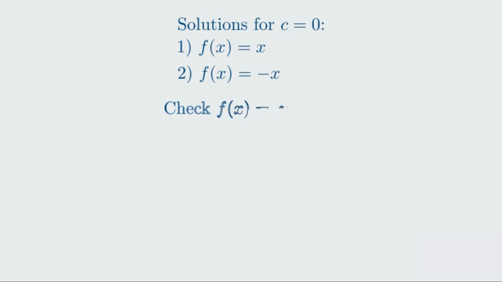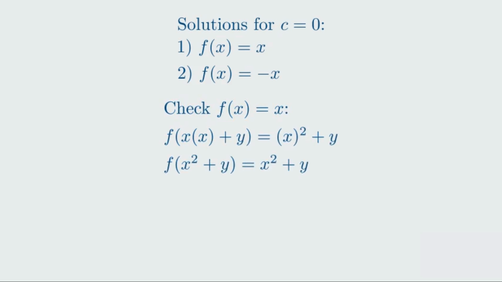We get f of the quantity x squared plus y equals x squared plus y. And indeed, because f of x equals x, f of anything is just that thing. So, f of x squared plus y is x squared plus y. The left and right sides are equal. So f of x equals x is a valid solution.